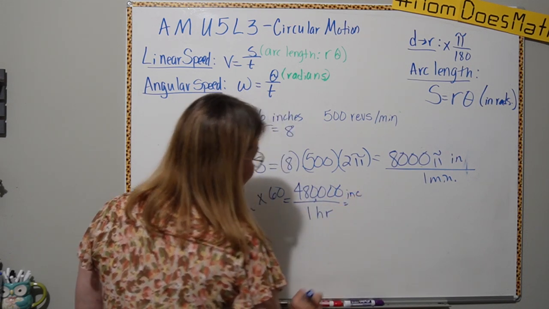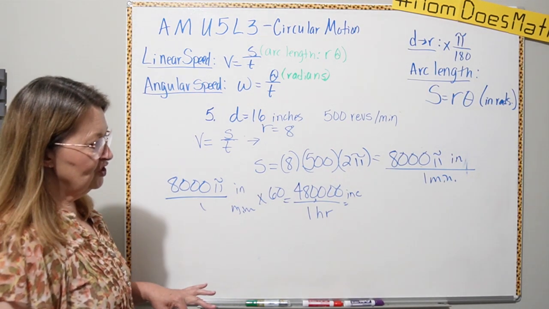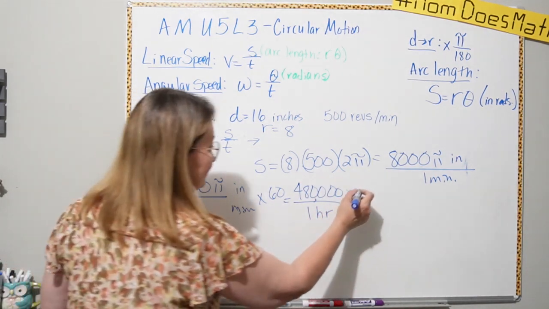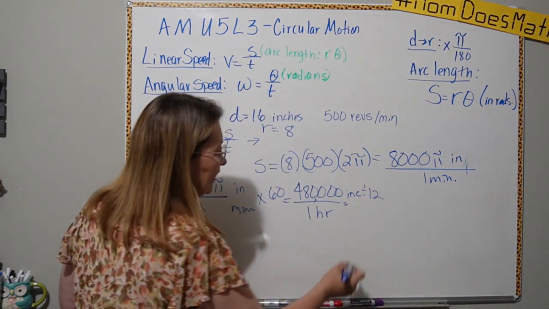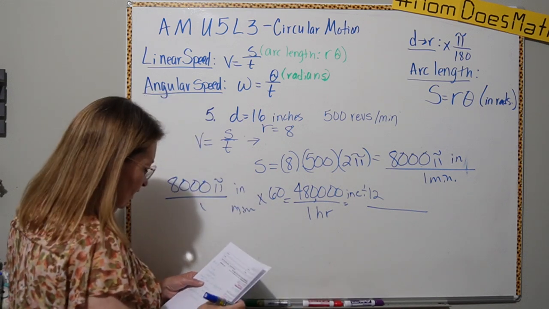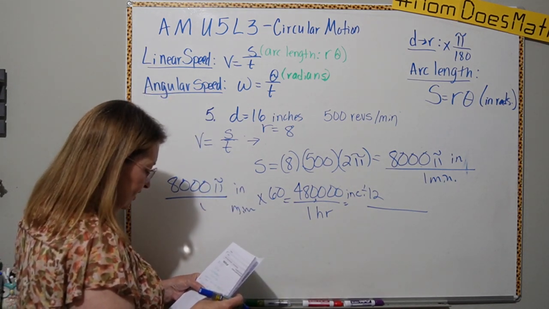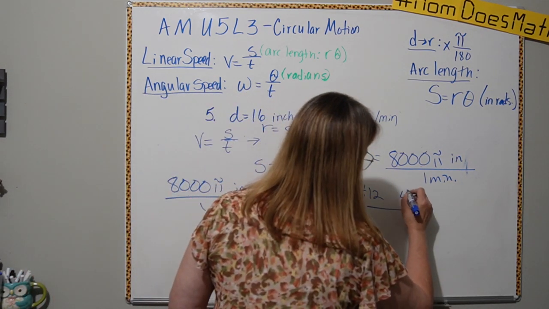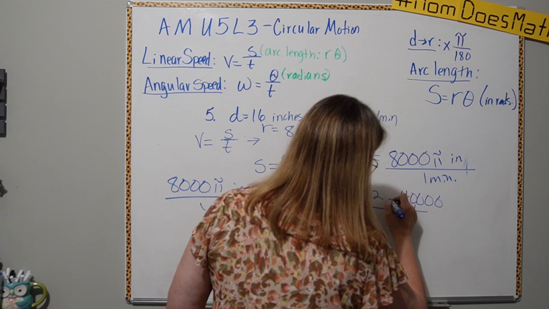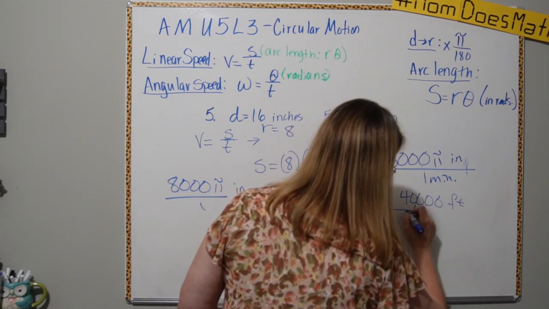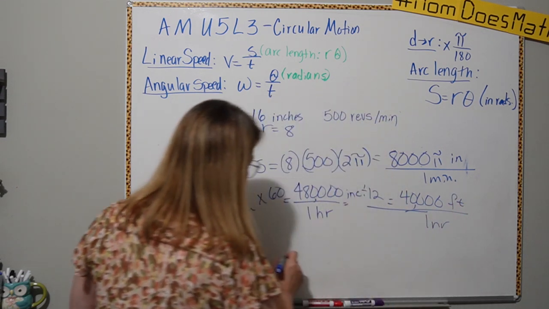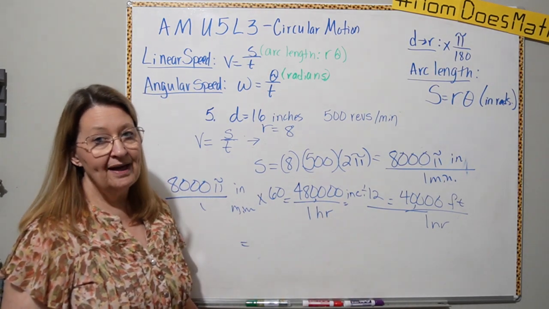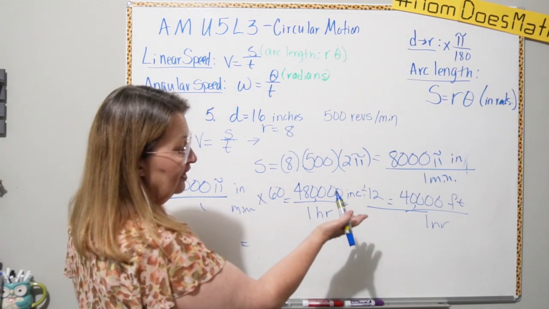Okay, now this is inches. So to go from inches to miles, we're going to be dividing. So first of all, if I divide these inches by 12, then that gets it into feet. So 480,000 divided by 12 is 40,000. So now we have it in feet per hour. One last conversion. How many feet are in a mile? 5,280. So we're going to see how many of those are in 40,000.